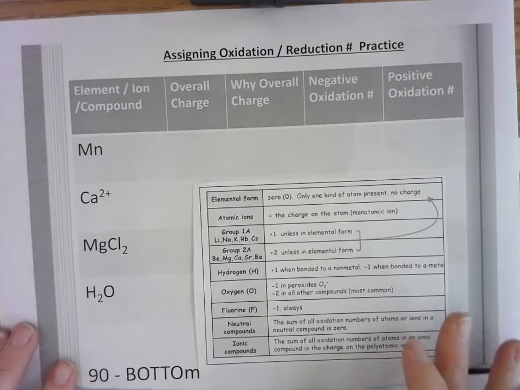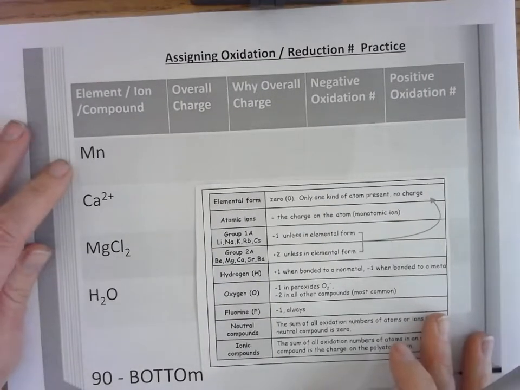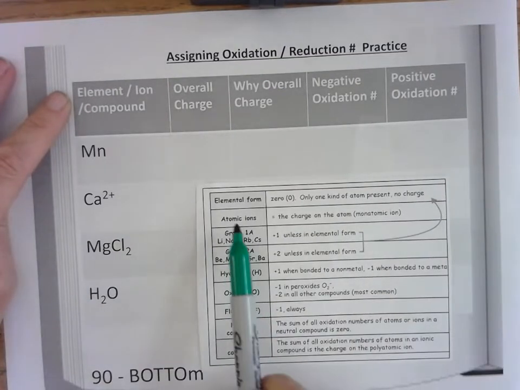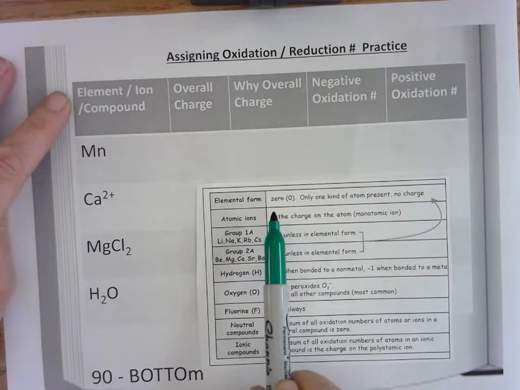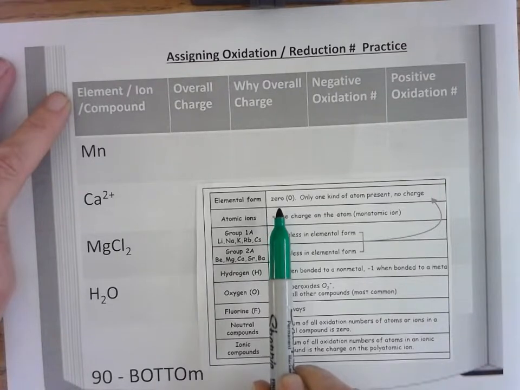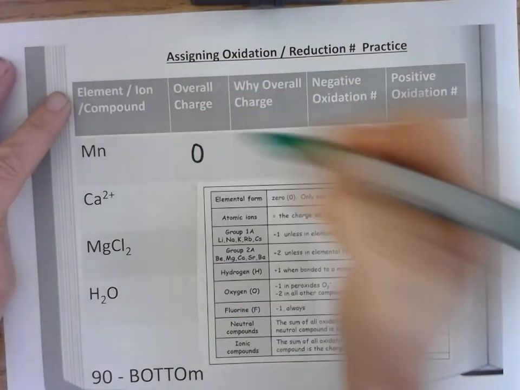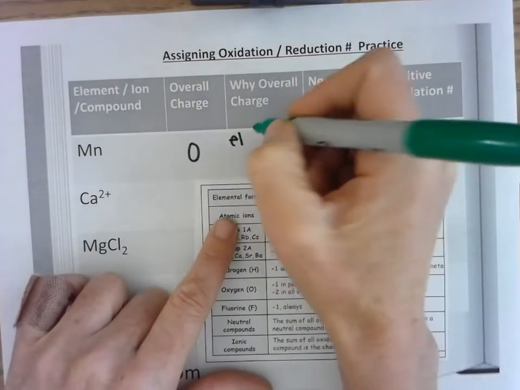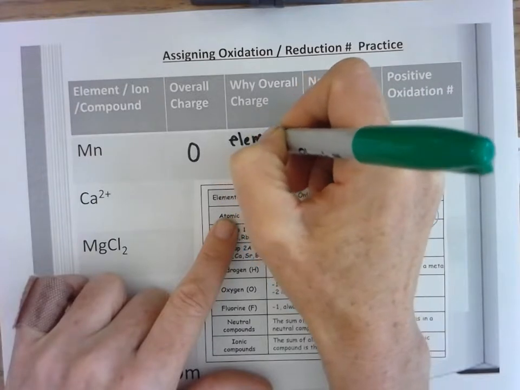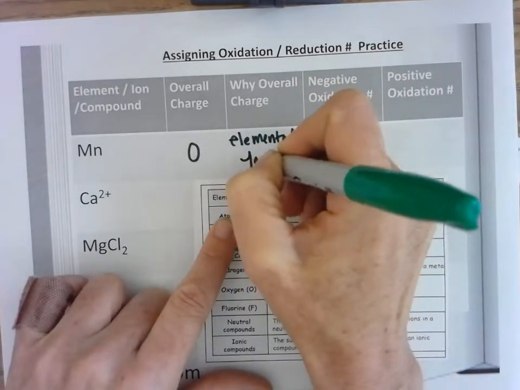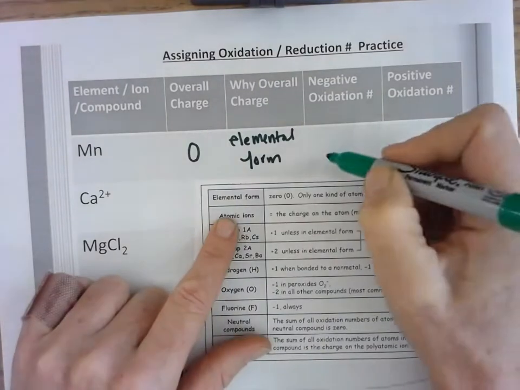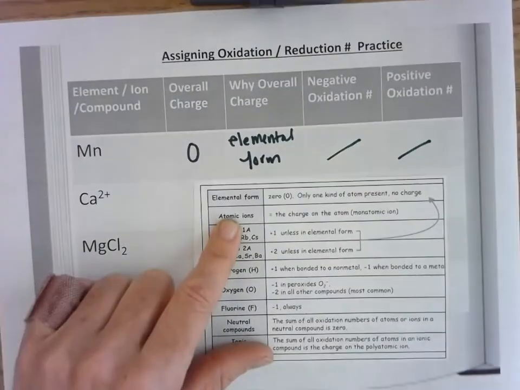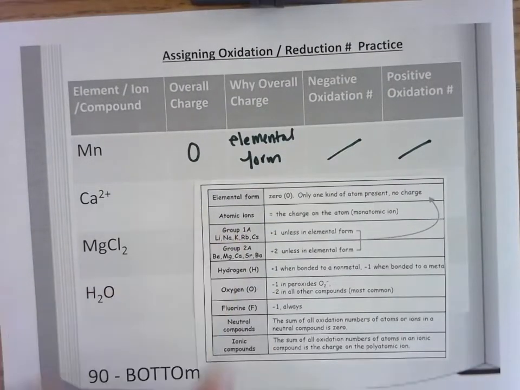Let's take a look at the first one, manganese. This is an element, and it tells me on this chart that elemental forms have an oxidation number of 0. So the overall oxidation number is 0. The reason is it's the elemental form. So neither of these are applicable. Right? I can't do either of those, or they don't matter. And that takes care of manganese.